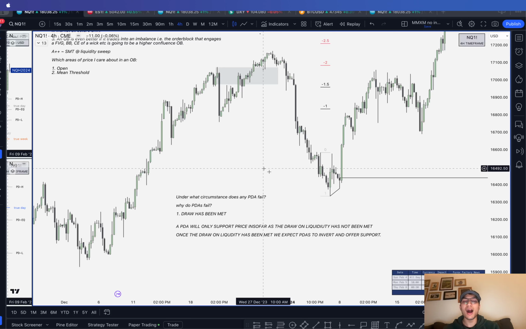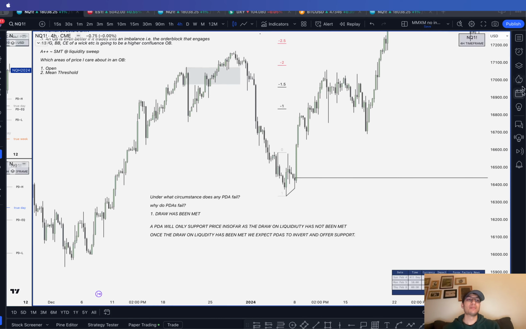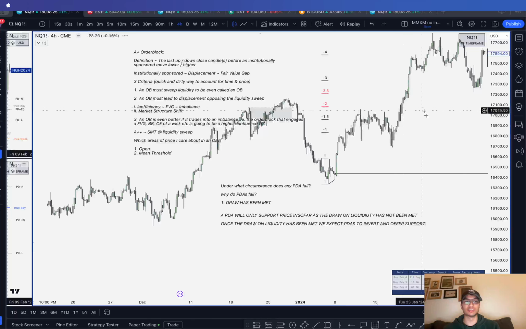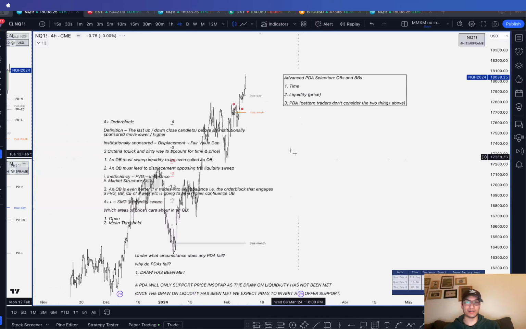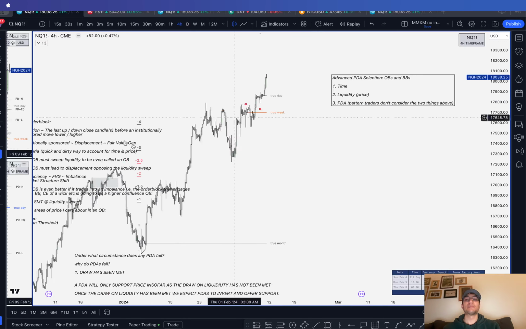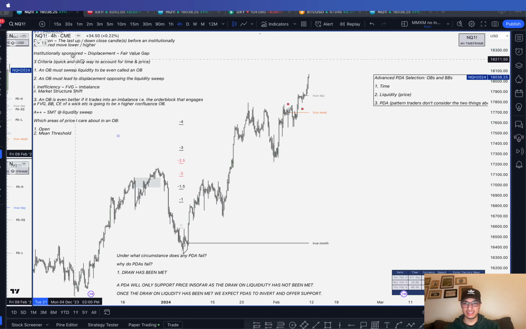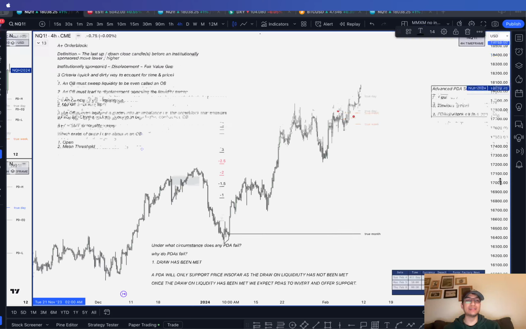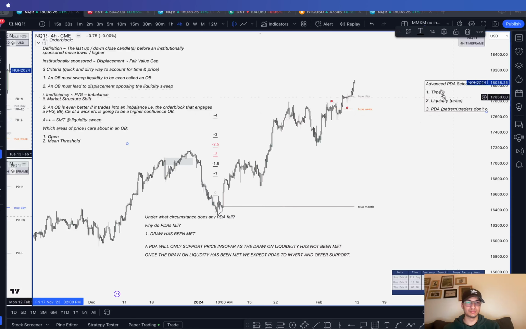The reason why the algorithm has internal logical consistency is because the inverse is true once what has been met? The draw on liquidity. What did I say at the beginning matters the most? There's 3 things I care about. Time, liquidity, and PDAs. PDAs come last, right? A draw on liquidity being met is which one of these two? Liquidity is time and price.